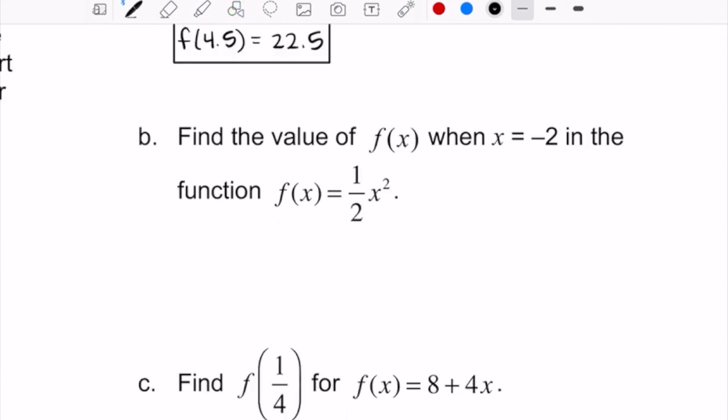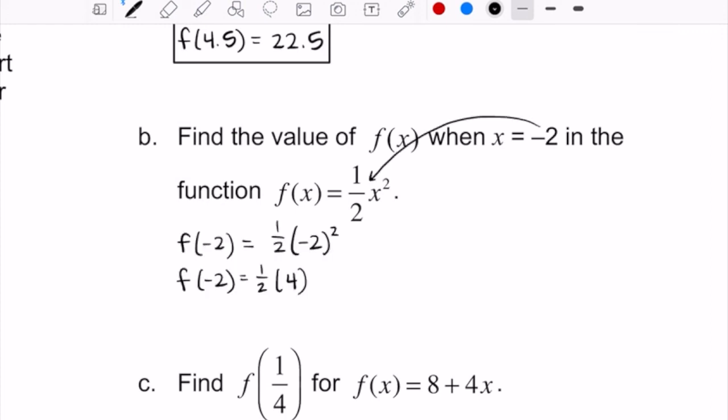And so I'll be doing the same thing on these next problems. On this one, I'm going to plug in a -2, and then be careful to follow PEMDAS. -2 squared gives me +4, and then half of 4 gives me +2. So for this one, f of -2 equals +2.